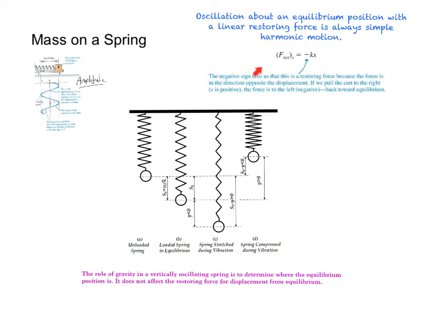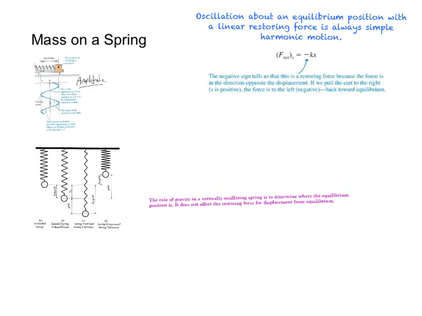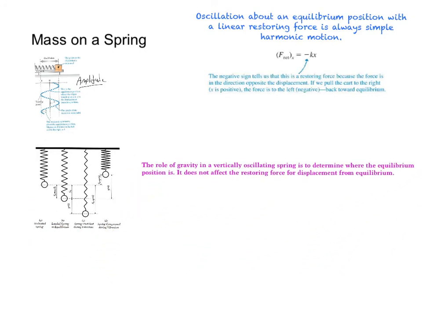We still use Hooke's law to figure out that net force. And your text goes into greater detail on this, and you should take a look at it. But ultimately, what we find is that the role of gravity in a vertically oscillating spring is simply to determine where that equilibrium position is. Gravity does not affect the restoring force for the displacement from equilibrium. You should take a look in your text. It's page 456 for a greater detail of that.